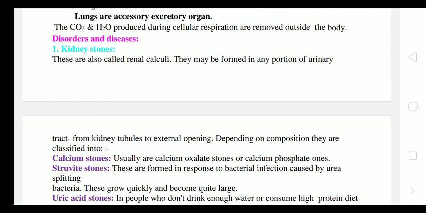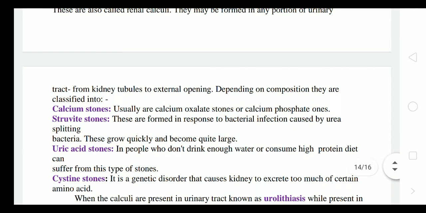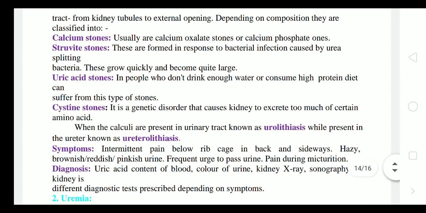Disorder: kidney stones. These are also called renal calculi. They may be formed in any portion of the urinary tract, from kidney tubules to the excretory opening. Depending on composition, they are classified into calcium stones, struvite stones, uric acid stones, and cystic stones. Calcium stones are usually calcium oxalate or calcium phosphate stones.